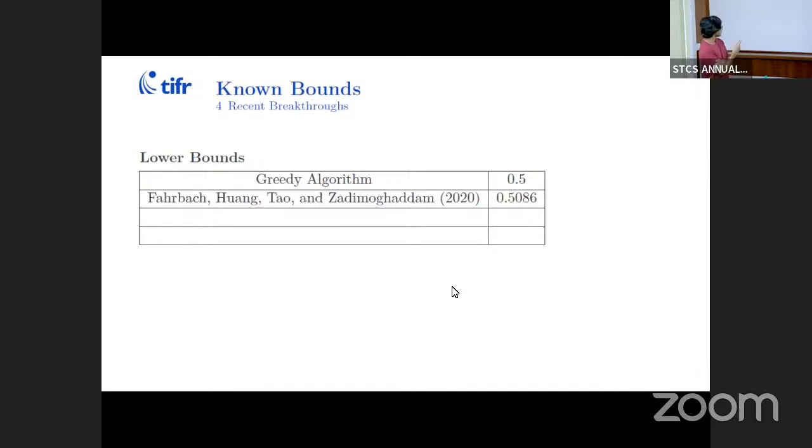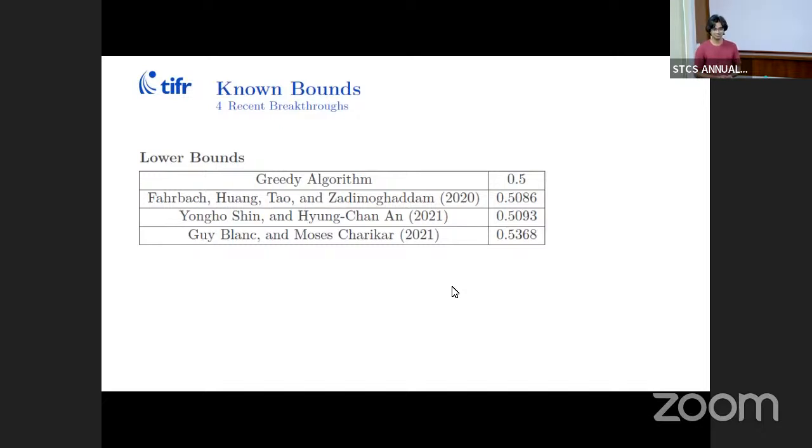Then fairly recently, Fahrbach, Huang, Tao, and Zadimoghaddam showed that you can attain a competitive ratio of 0.5086. They used a novel concept called OCS, which I'll describe shortly. After that, there has been a result by Shin and An, who improved the notion of OCS and obtained 0.5093. And then there has been a result by Blanc and Charikar, who obtained 0.5368 by again improving this concept.